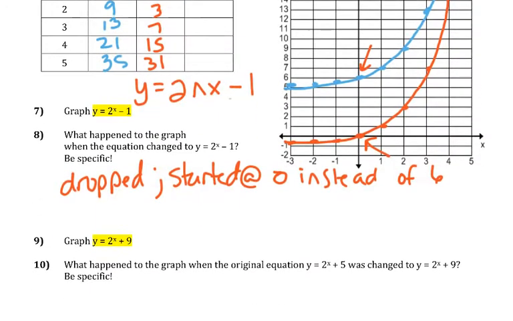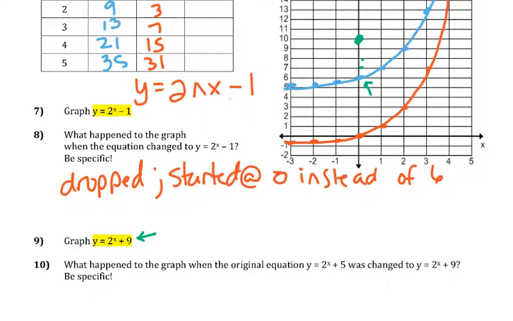Okay, the next question is graph y equals 2 to the x power plus 9. So this is actually going to be higher than my blue graph. It's going to start above. And since 9 is 4 units higher than 5 is, I would expect that this point right here is going to go up 1, 2, 3, 4. This is where my y-intercept is going to be on my new one.